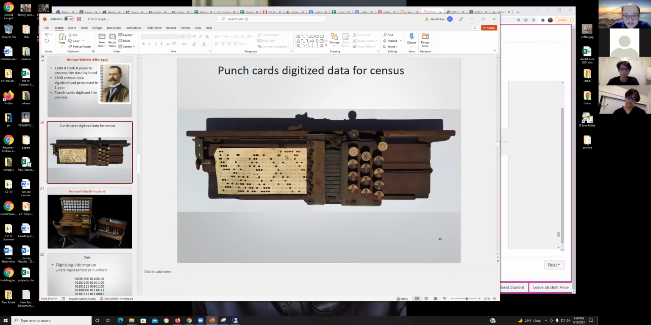Okay, so this is an example of the punch card here, right? You can see all these little holes, and we'll talk a bit more about them when we get into the binary system, presence and absence and all that kind of stuff. But the punch card is pretty key in the early days of computing.